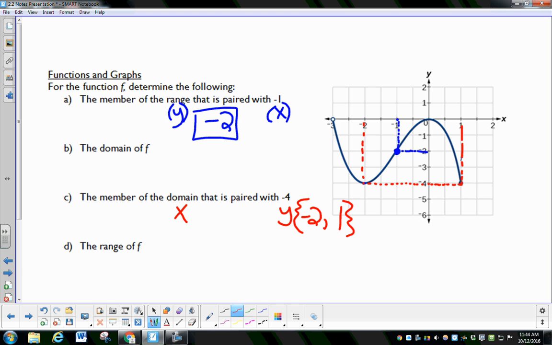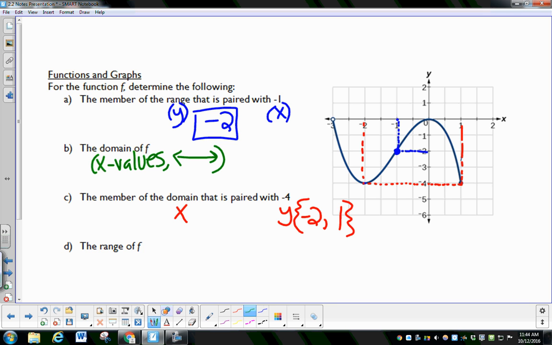Now let's go on to writing the domain and the range of this function. So for the domain of this function, you want to remember that domain is the x values. So we're looking for what can x be on this graph. And since x is this direction, that's the way x goes, we're going to look left to right. How far does this graph go left to right?